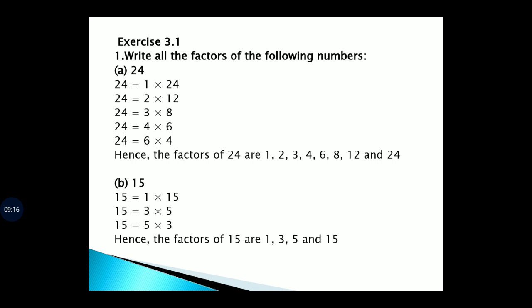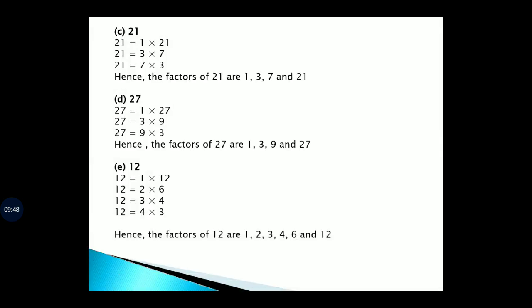B1, 15. 15 is equal to 1 into 15. 15 is equal to 3 into 5. 15 is equal to 5 into 3. In this problem, again we can stop multiplying because 3 into 5 and 5 into 3 are repeating. Once you get repeated numbers, you can stop counting the factors. Hence, the factors of 15 are 1, 3, 5 and 15.